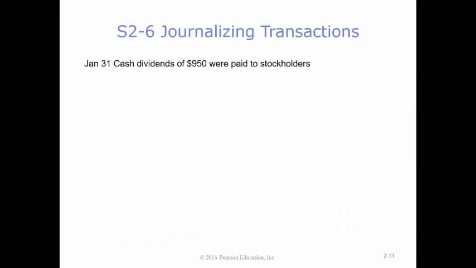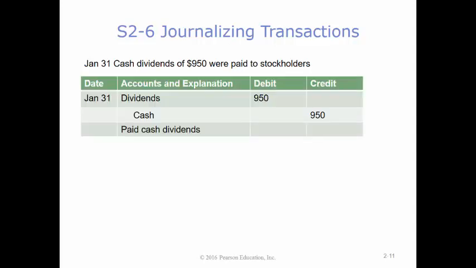The last transaction on January 31st says cash dividends of $950 were paid to stockholders. So we know when we pay out cash, cash is an asset. We decrease cash by crediting it. So we know we have a credit to cash of $950. When we pay dividends, dividends are a specific account in our equity accounts that we record payments that we make to our stockholders. So it's not an expense of the business, it's a return of their capital. It's a return of money that the business has made or that we're giving back to our stockholders. So we would debit dividends for $950 and credit cash for $950.